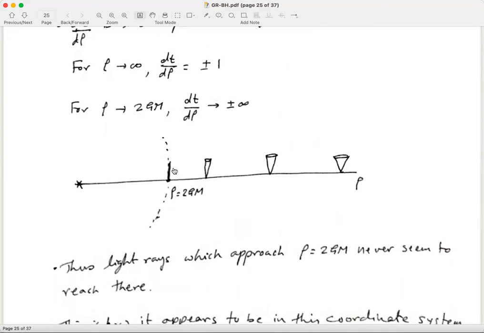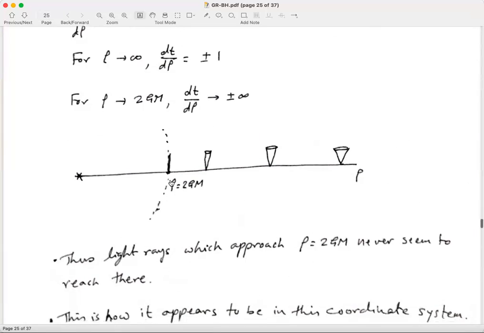Another thing that we would conclude, which is written out here, is that light rays which approach rho equals 2GM would never seem to reach there. The reason is the following: as the asymptotic observer sees the light falling in, it seems to be taking a larger and larger amount of time to go from one point to another as rho starts going down. By the time it reaches rho equal to 2GM, in terms of the clock of the asymptotic observer, an infinite amount of time would have passed.